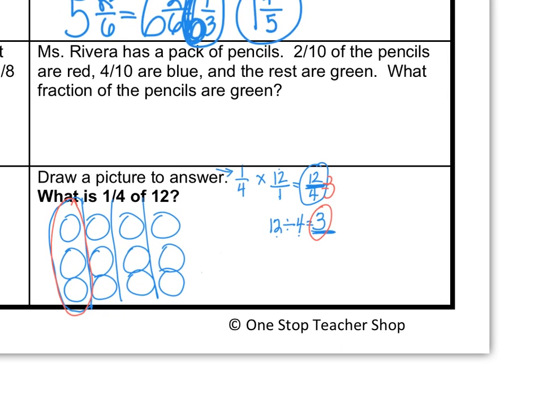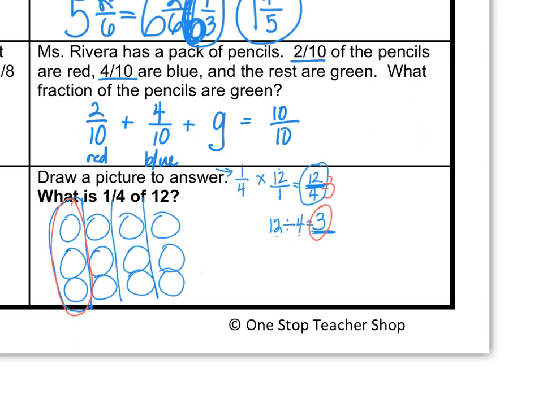Miss Rivera has a pack of pencils. 2/10 of the pencils are red, 4/10 are blue, and the rest are green. What fraction of the pencils are green? So what we want to do is to add up what we've got so far. We know 2/10 are red, plus the 4/10 are blue. Plus, we don't know how many are green, but that's supposed to equal 1 whole. So in tenths, that would be the same as 10/10, wouldn't it?